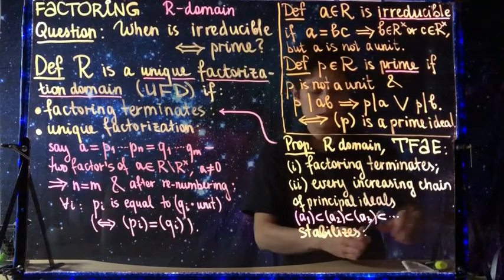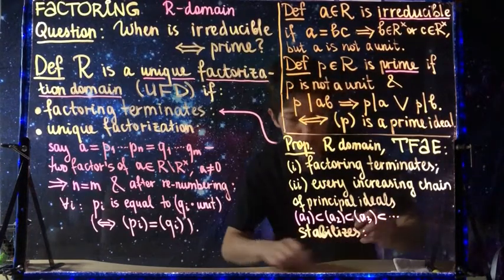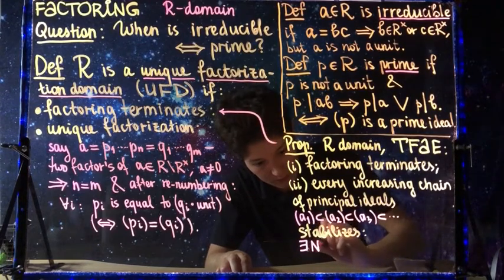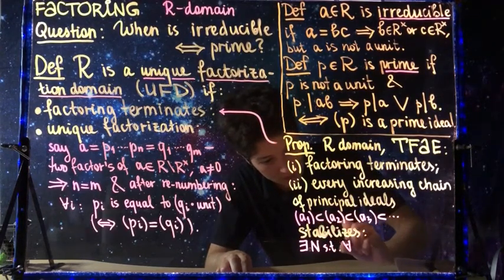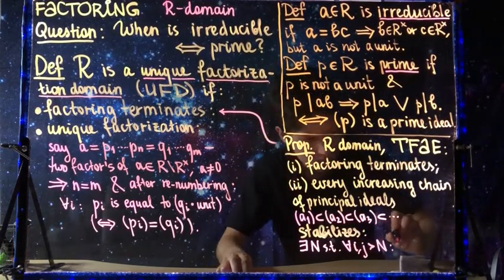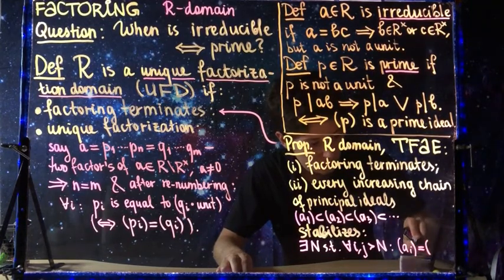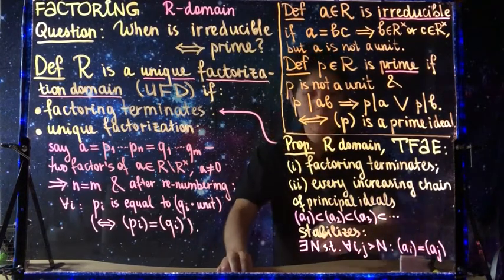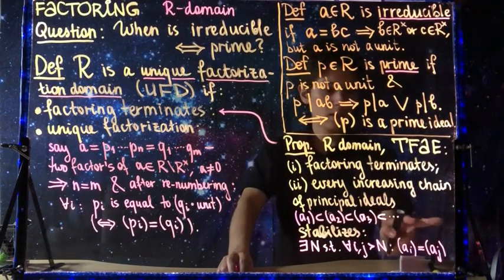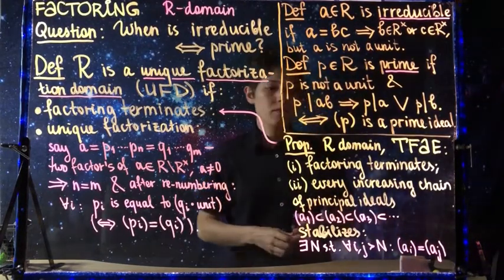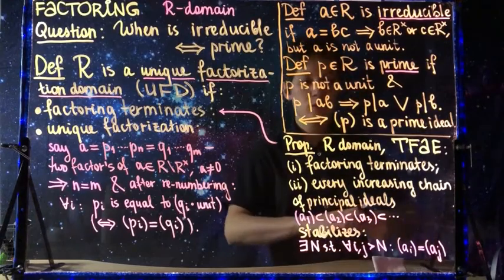So it means that there exists a big enough n such that for every i and j greater than n, the ideal generated by Ai is the same as the ideal generated by Aj. So after n, all the ideals here stay the same. So at some point we only get equalities. Let us see how this works.